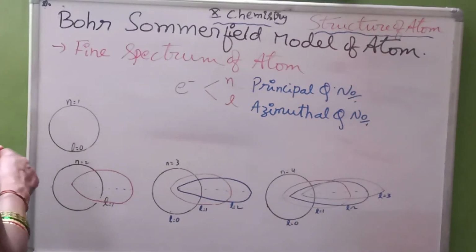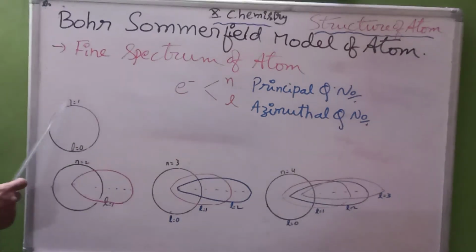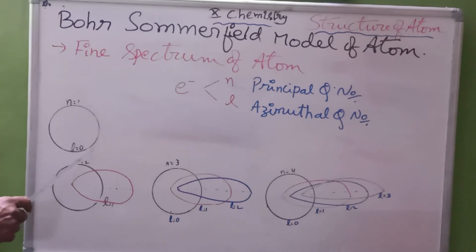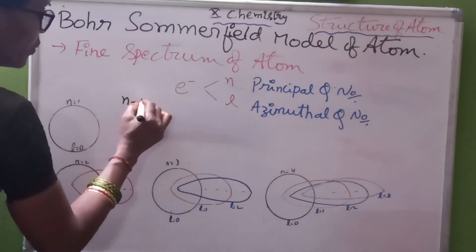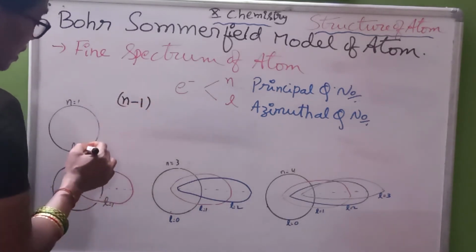For a set of n values, if you take n value as 1, the L value is 0, and the orbit is spherical in shape. If the n value is 2, how can we find the L value? The formula for the azimuthal quantum number is n minus 1.